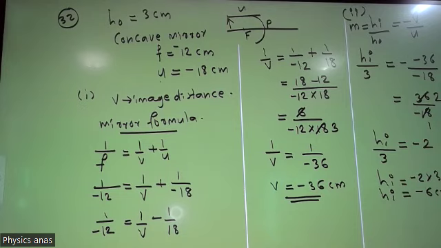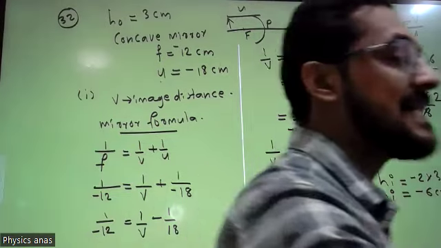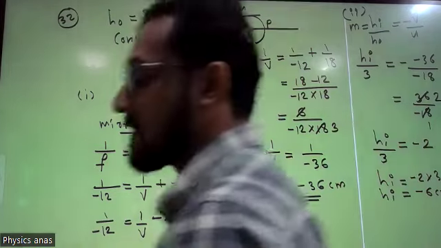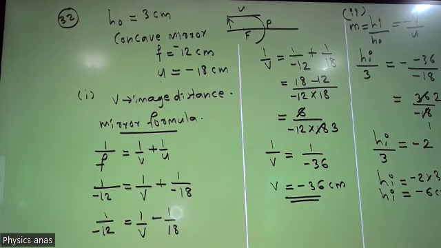Okay, let's see another question, question 33. Just mark the questions we have already discussed in this class, that is from 1 to 5. You have to put a tick mark on question numbers 1 to 5. We have already discussed them.